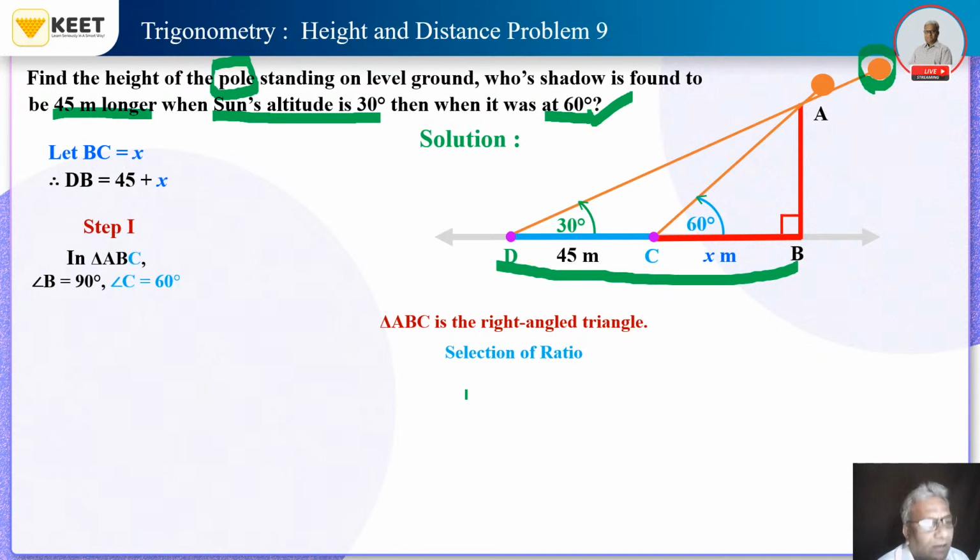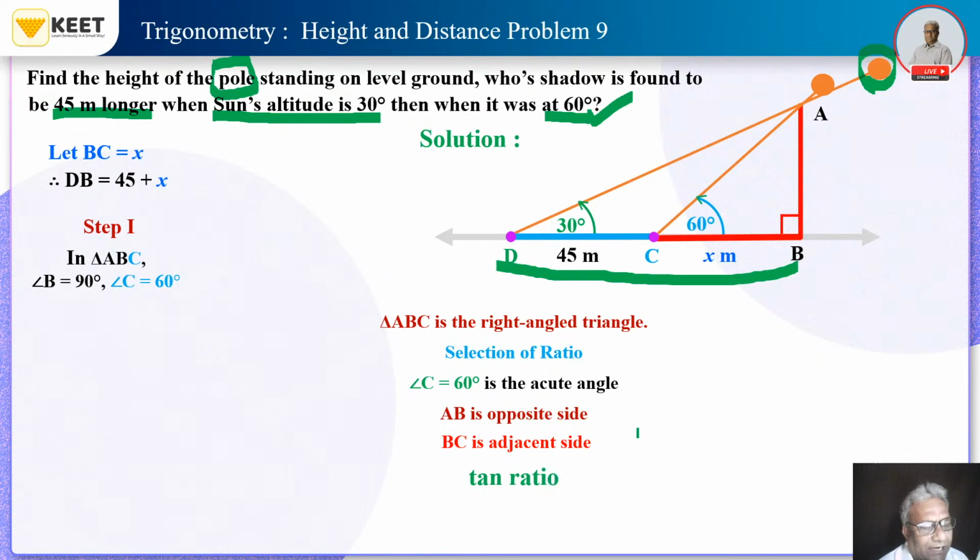So for your angle C, which is 60 degrees and an acute angle, our AB is the opposite side and BC is the adjacent side. Definitely, in relation to any acute angle, if you are handling the opposite side and the adjacent side, the ratio is the tan ratio. So the ratio which you have selected is the tan ratio.